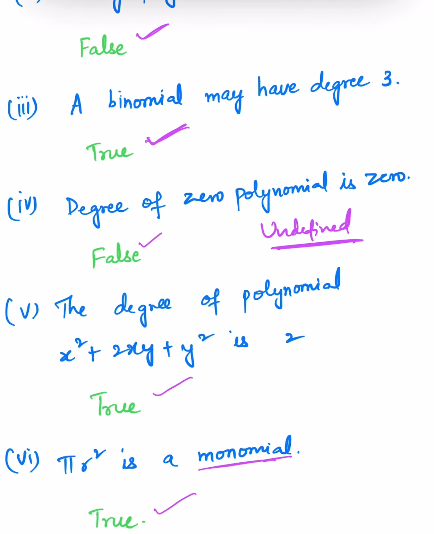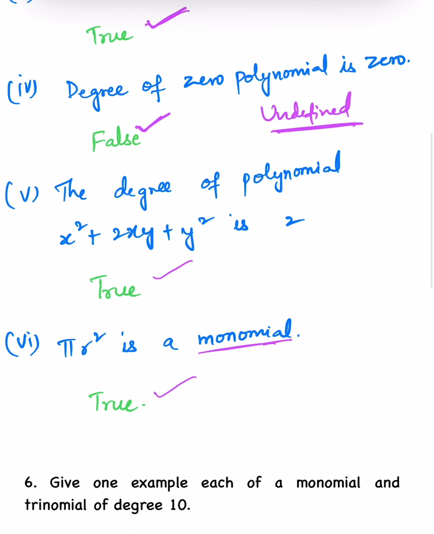Degree of 0 polynomial is 0. The statement is false because the degree of a 0 polynomial is undefined. It is not 0. The degree of a 0 polynomial is undefined. So, this statement is false.